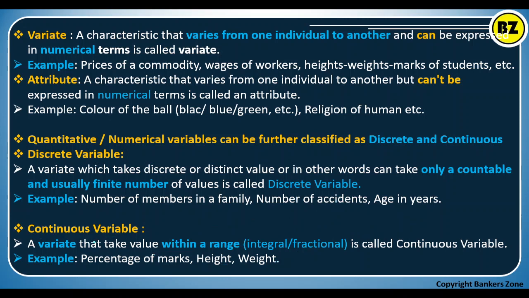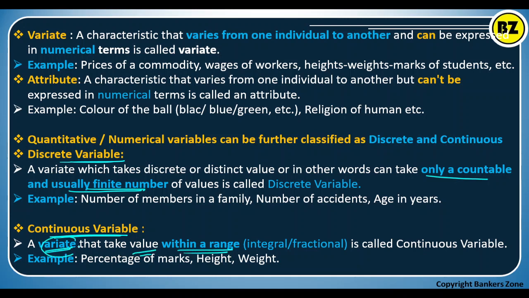Okay, so you have to understand this. What is a discrete variable? Basically, the variable which takes only countable or usually a finite number of values, right? And a continuous variable, these are the variates which take values within a certain range.